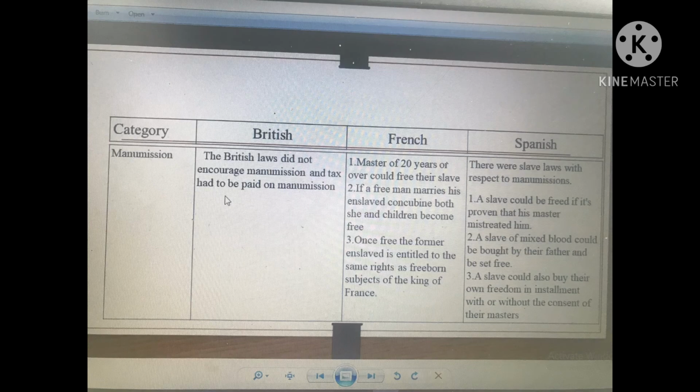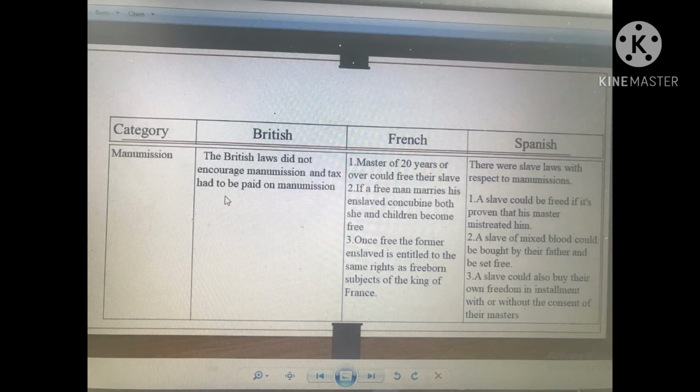Let us see what the British had to say as it relates to manumission. The British laws did not encourage manumission, even though it allowed it. In fact, persons were penalized for assisting the freedom of slaves, and those who were able to buy their manumission had to pay taxes. There was taxation placed on manumission in the British territories.